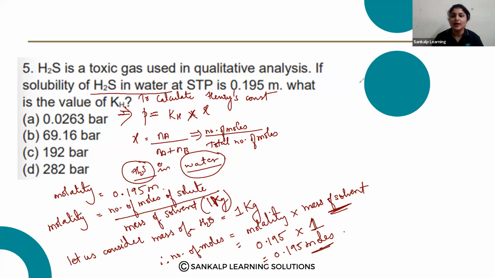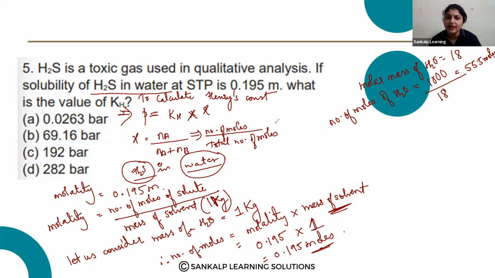So what is the molar mass of water? H is 1. There are 2 hydrogen atoms, so 2, and oxygen is 16. So it is 18. So how to calculate the number of moles of water? 1 kg means 1000 grams. 1000 grams divided by 18 molecular weight. So it comes to 55.5 moles.